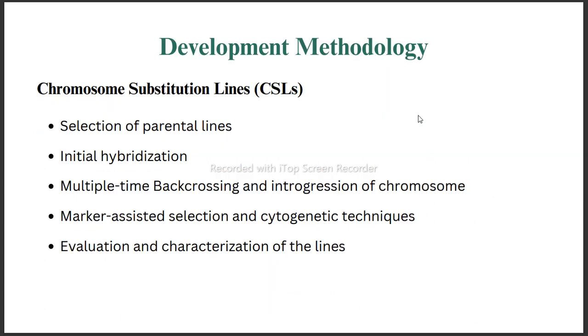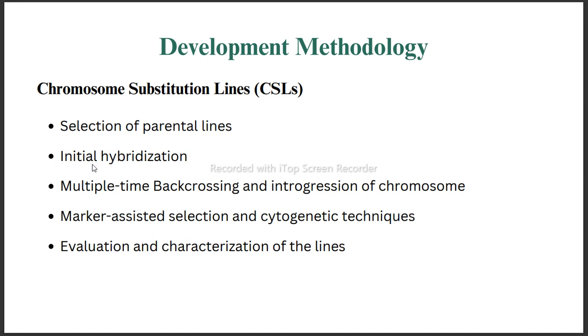Moving forward, now I will discuss the developing methodology of these lines. First, we talk about chromosomal substitution lines, in which a whole chromosome, or a chromosomal arm, will be substituted from the donor parent into the recurrent parent. Our chromosomal arm of the recurrent parent will be substituted by introduction from the donor parent. For development of these lines, first we need two parents: one, as I discussed, the recurrent parent, and the second, our donor parent. Then for initial hybridization, we perform crossing between both parents.